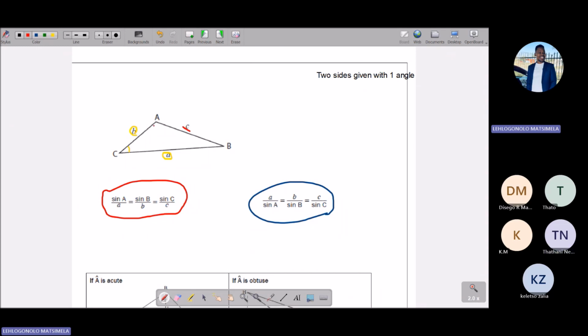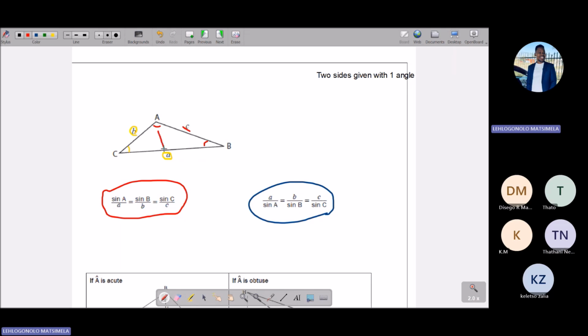We don't have angle A, and we also don't have angle B. So what can we do? The condition is two sides given with one angle. But identify which angle it is, because each angle has to be opposite to its side. Angle A is not known, but angle A is opposite to side A.